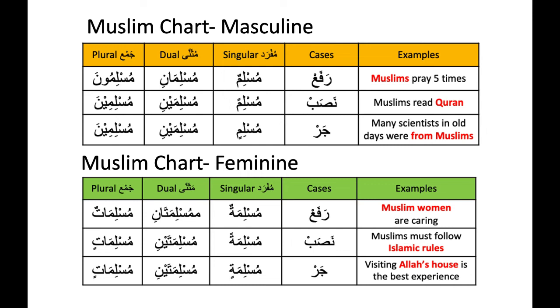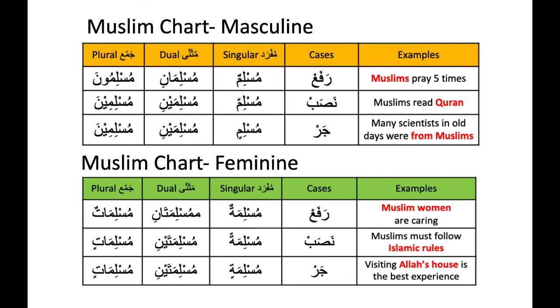In the case of dual and plural isms, we determine the status of i'rab of the ism with the combination of letters at the end of the ism. For example, in the masculine chart, in the plural column on the top, we have muslimuna. Focus on its last two letters, una. This una combination at the end of any ism will tell us that this masculine ism is in rafa status and plural.